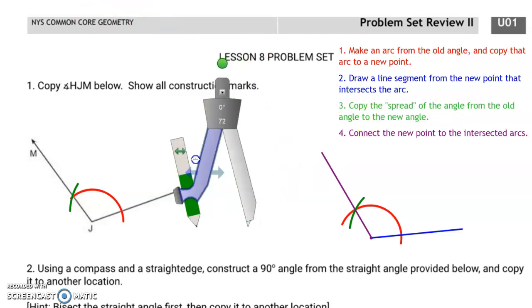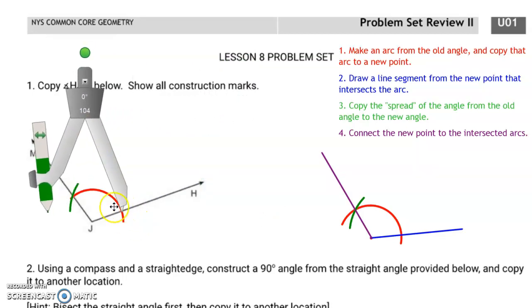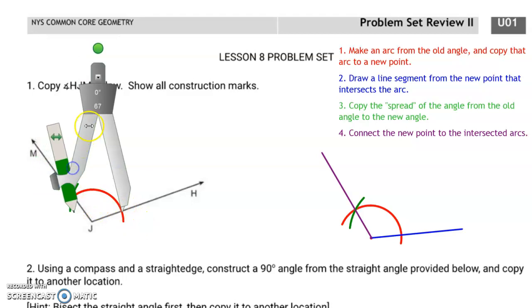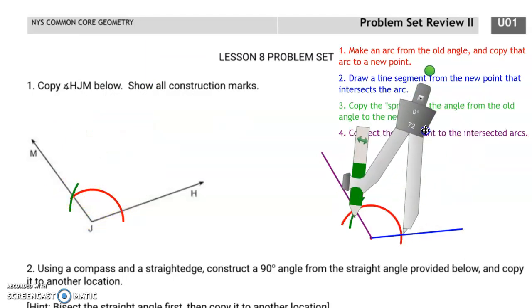Let me see if I can show you with the compass. The spread is from this point over here to this point. That's a measure of its spread, how far it's spread apart. Then I copied that arc over here.